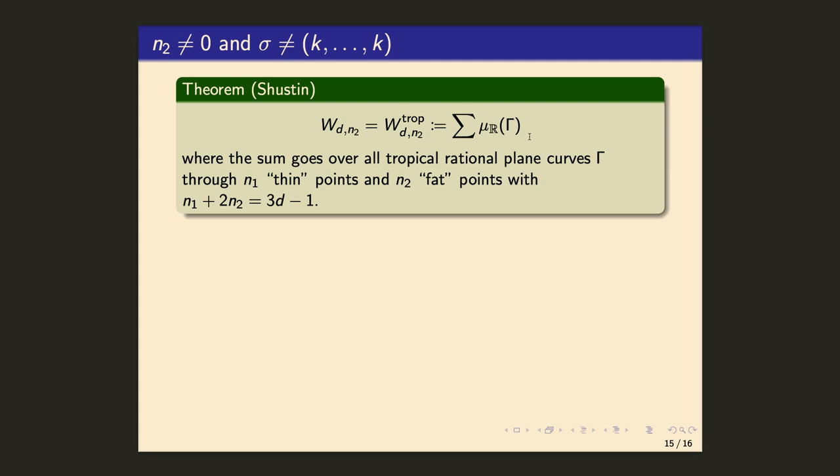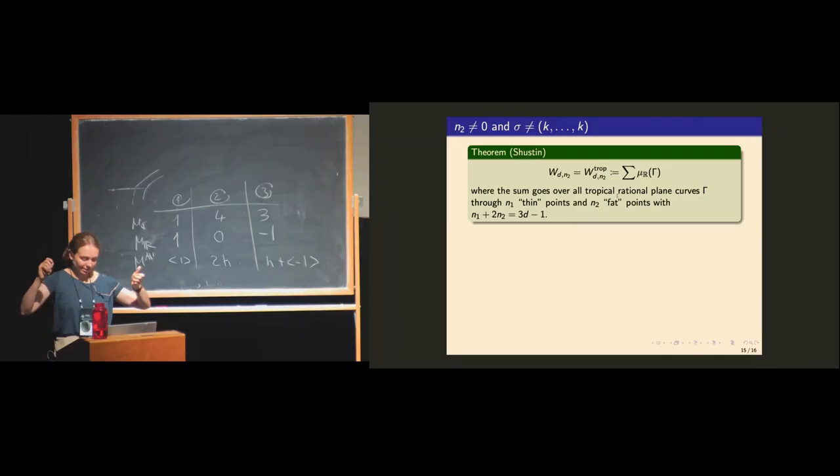And now one has to consider different tropical curves. These tropical curves now don't look so nice anymore. They go through N1 what I call thin points and N2 fat points here. And what is this? A fat point is really something that comes from a pair of complex conjugate points. If I have a pair of complex conjugate points, or let's say we take the Puiseux series over it, if I take the valuation of it, and these are complex conjugated, they will have the same valuation, so they will tropicalize to the same point. So I need fat points here.